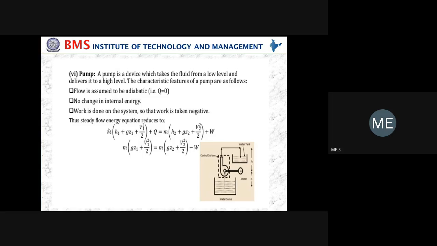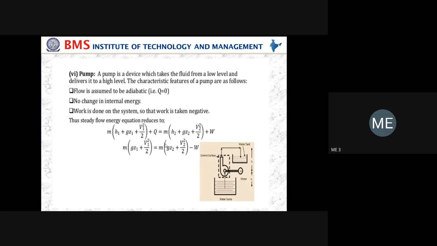Then after that, you have to write the standard formula: m into (h1 plus gz1 plus V1 square by 2) plus Q equals m into (h2 plus gz2 plus V2 square by 2) plus W. Then after writing the equation, you have to make the assumptions. The first assumption is Q is 0. This is the most important thing. In a pump, W is negative, Q is 0.